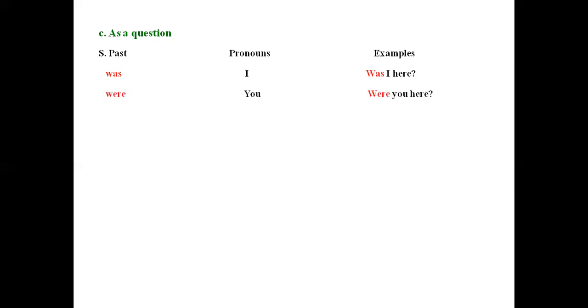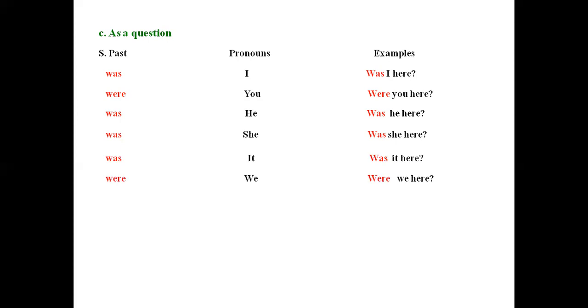With you, were you here? With he, was he here? And she, was she here? It, was it here? In the plural form, were we here? With they, sorry, were they here? With you, the last one, were you here?